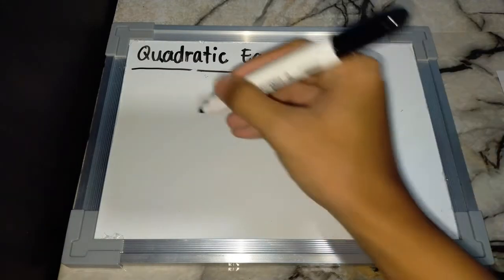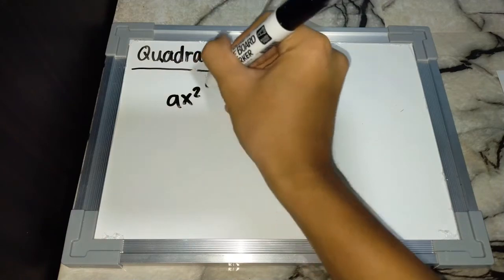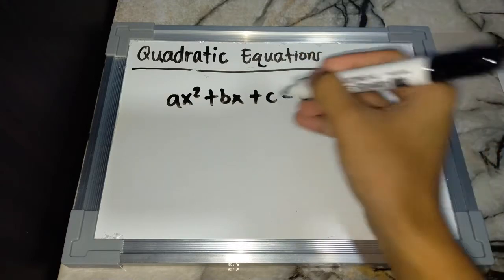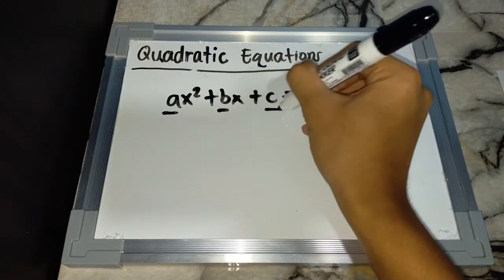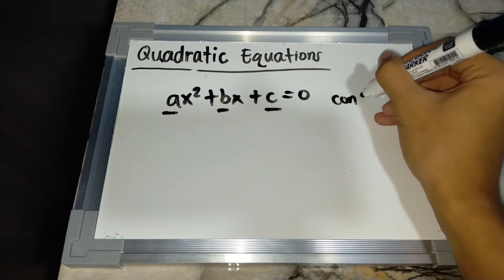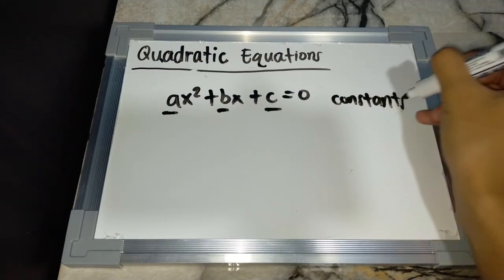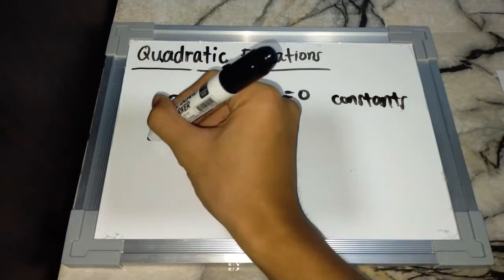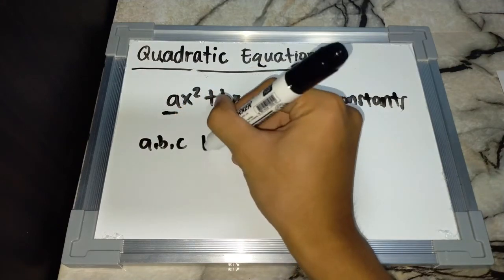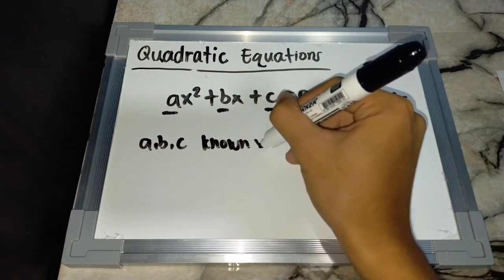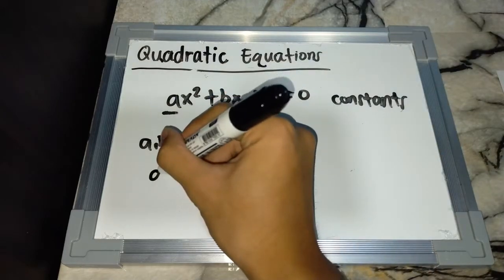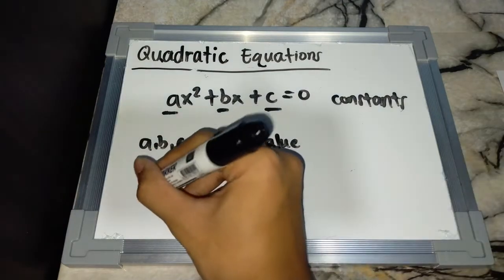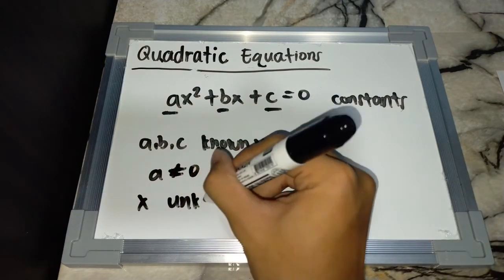The standard form is ax squared plus bx plus c equals to 0, where a, b, and c are constants, meaning they have numerical values. In our standard form, a, b, and c are known values. A can't be equal to 0, and x is the unknown variable.